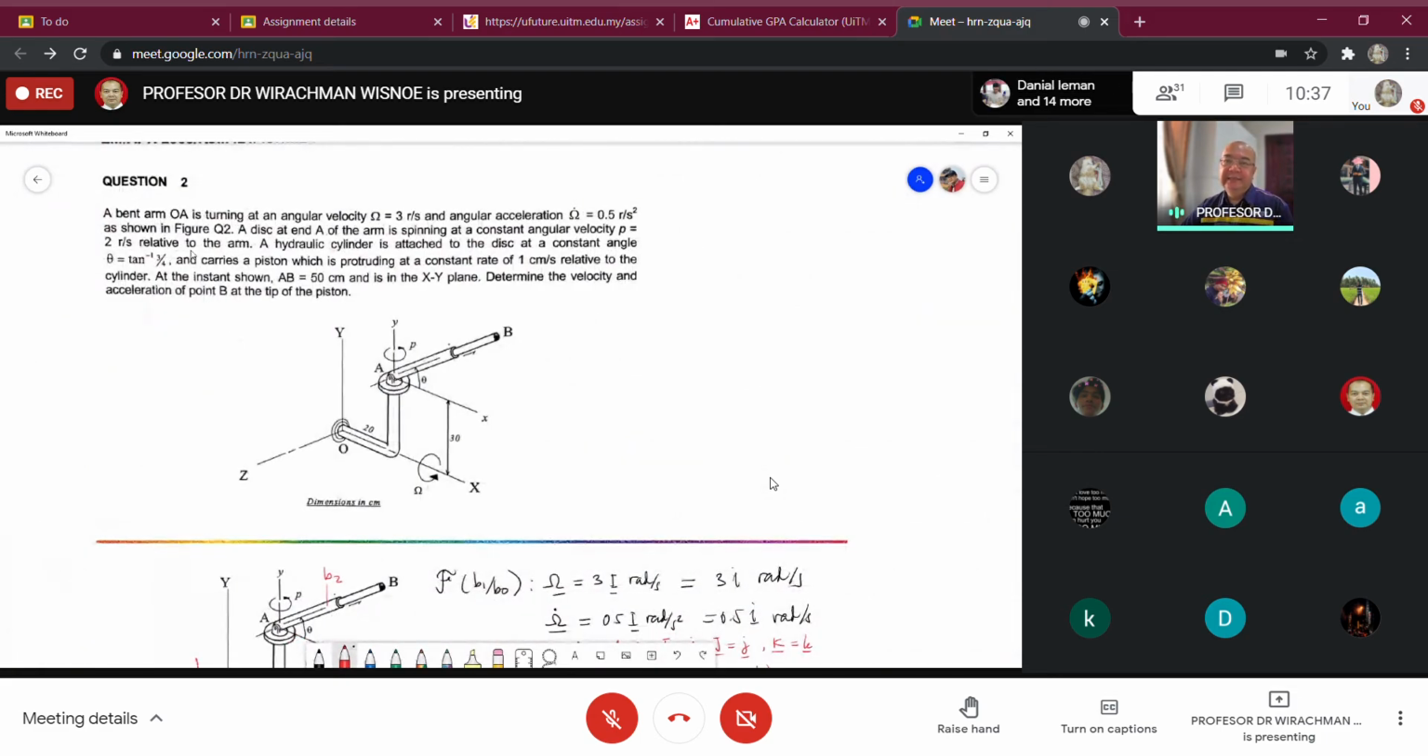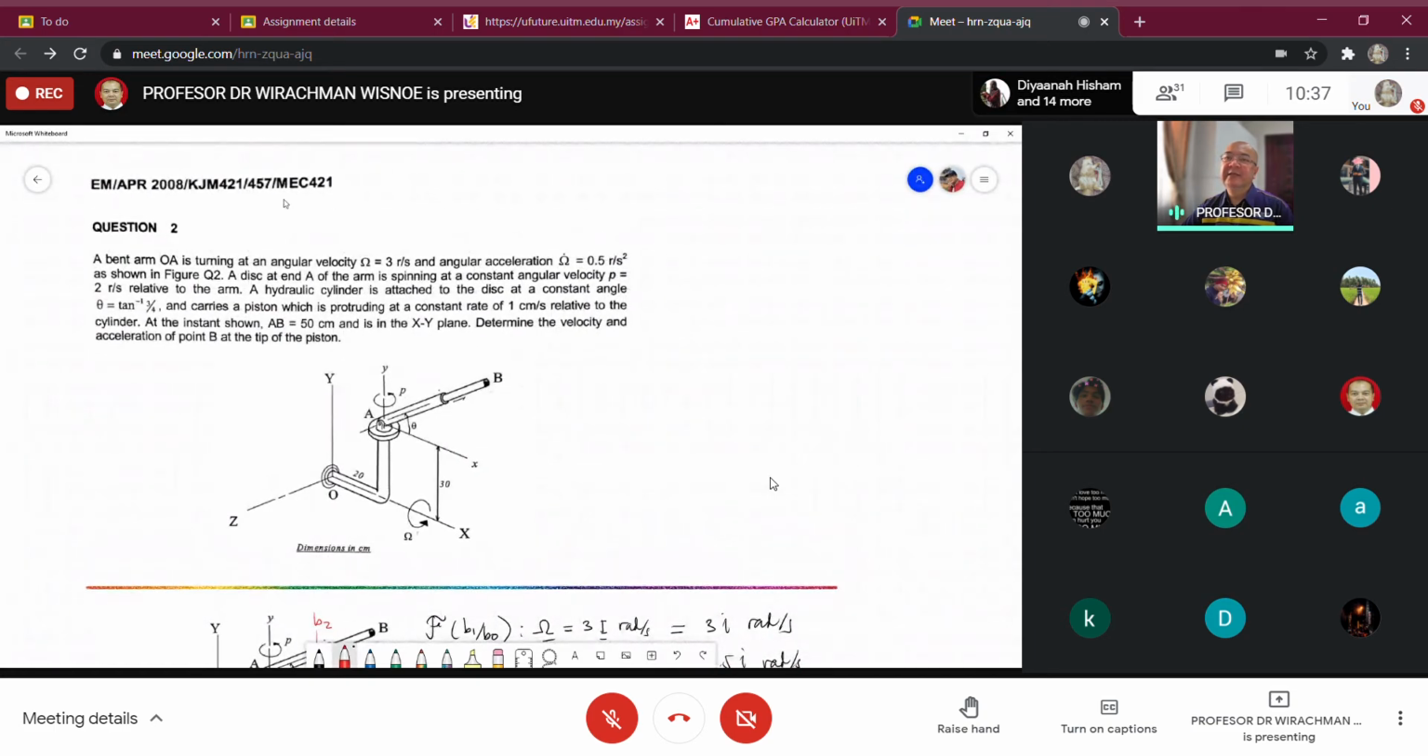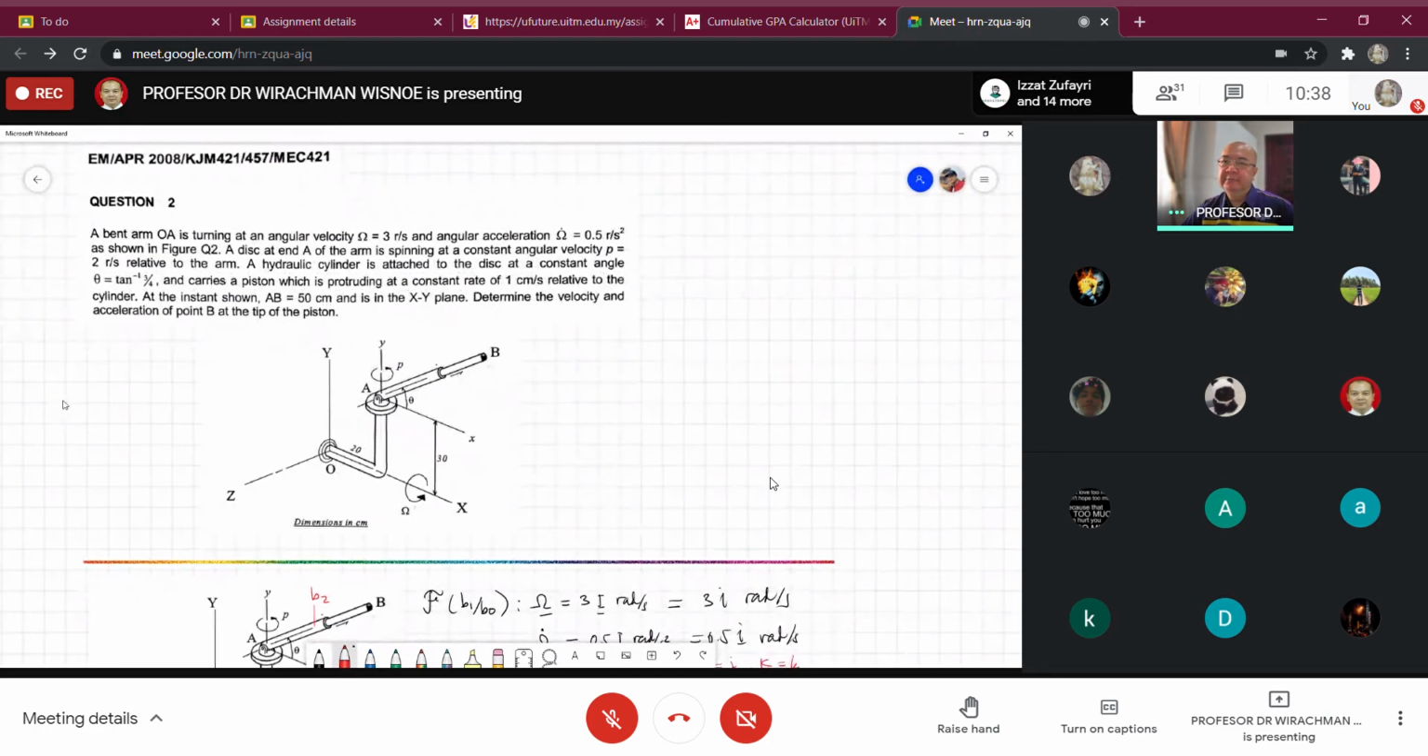So this is a question in the final exam in April 2008. At that time, the code was MEC 421. Now it's MEC 420, right? Okay, so exam. This is the question.